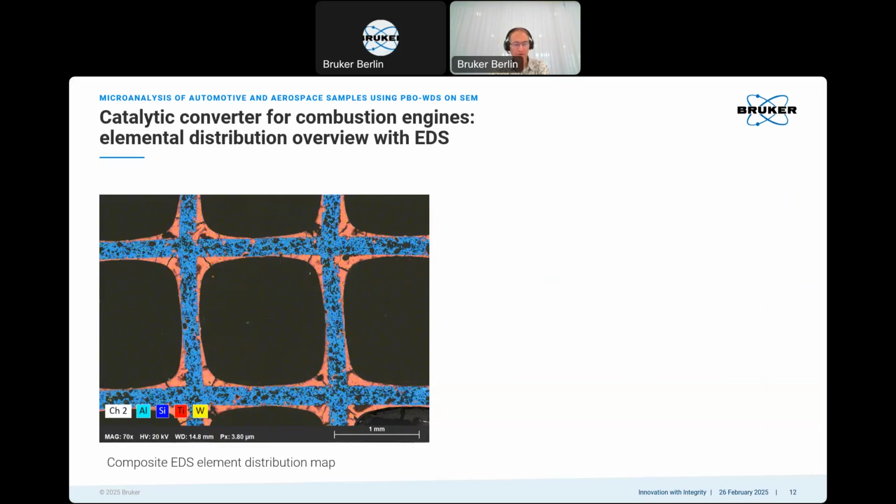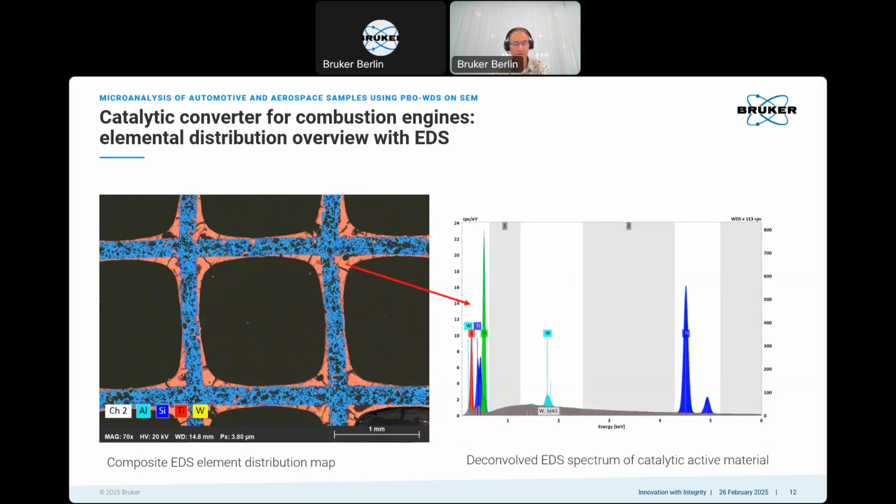The ceramic grid is shown in bluish colors. It consists of aluminum, silicon, magnesium, and oxygen, clearly not shown. And the active surface is shown here in these orange colors. This active surface is made up mostly of titanium and tungsten. This can be seen also in the spectrum of this material. Here we see titanium, tungsten, and oxygen. So titanium and tungsten oxides.